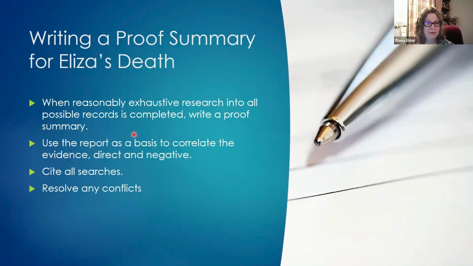And we use that report as a basis to correlate the evidence. That's given us that good foundation. And then we can put in all the direct and negative. Correlation is so important when we're writing proof. In this case, if you're writing this proof summary, you wouldn't go into a huge amount of detail. You wouldn't probably say that because she could have been buried in a cemetery, contacting all the cemeteries could lead to a record. You wouldn't put that into the proof summary. You'd put something more simple into a footnote.